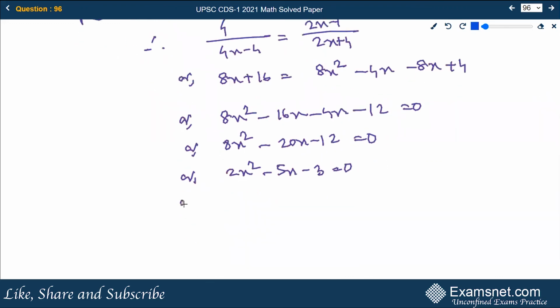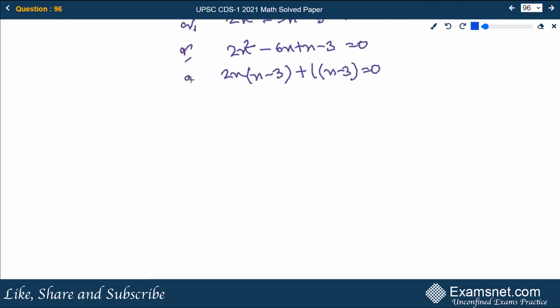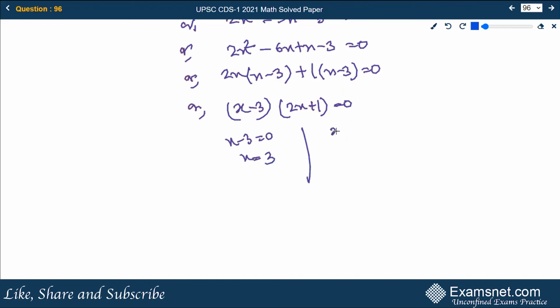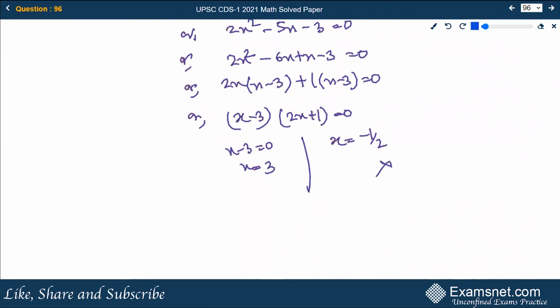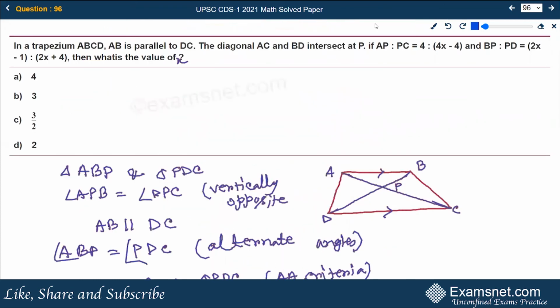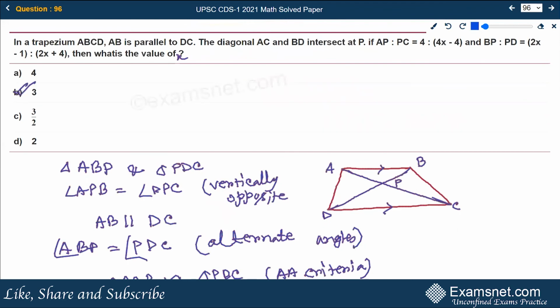We can easily factorize this to 6x plus x minus 3. It will result in x minus 3 and 2x plus 1 equals 0. So either x minus 3 equals 0, from here I can write x equals 3, or x equals minus half. So this is not possible, the value for x is negative, so we'll take x equals 3. Here option B is the correct answer.